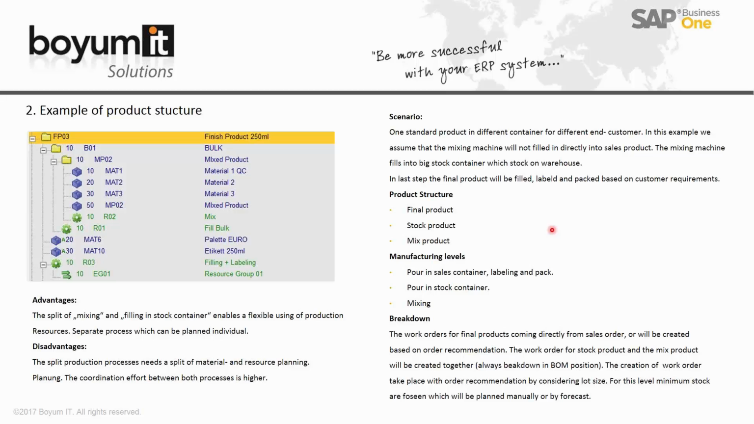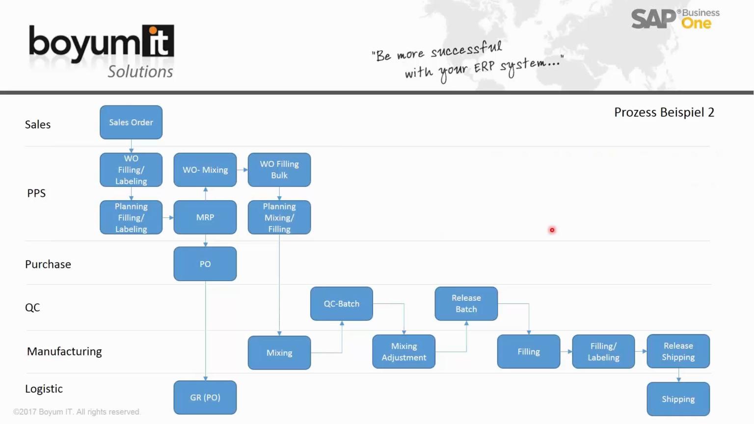And also here, when we go to the process example, it looks a little bit different. You see here we have, of course, also our sales order. We have then the work order for the filling and the labeling. We will plan this work order, go to MRP, and then create the work order for the mixing, and together with the mixing also the filling. So this is this always breakdown flag, that we create mixing and filling in one step. And then it's the same. We're planning the mixing and the filling.